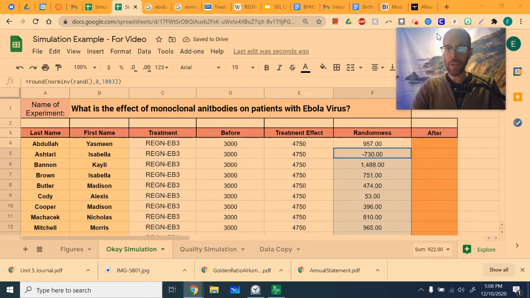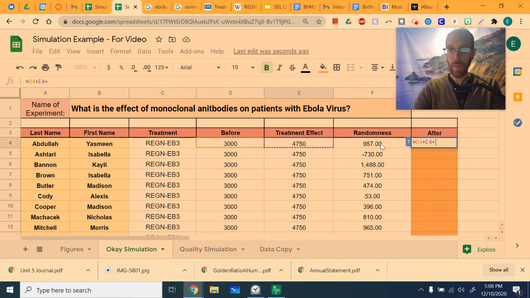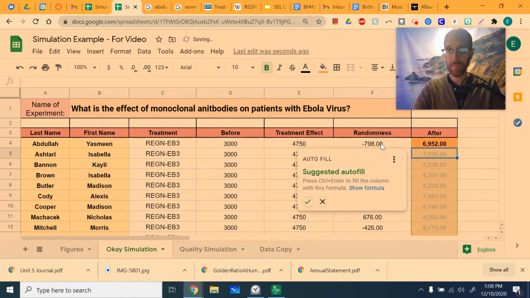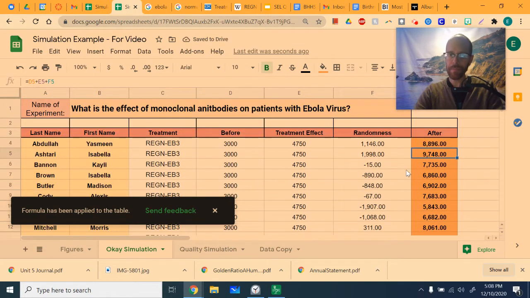And that will lead me to the after. So a person's after, in this case, is going to be the number of white blood cells they had before, plus their treatment effect, plus the randomness that occurred. So there's our number. Ooh, it's suggesting an autofill. Don't mind if I do. All right, so there are our numbers.